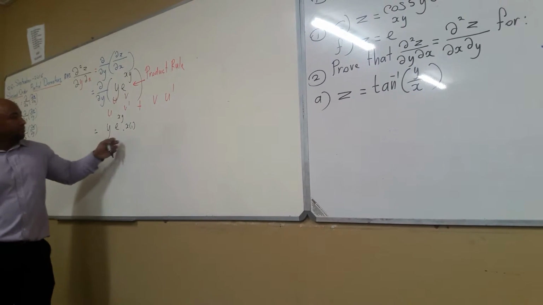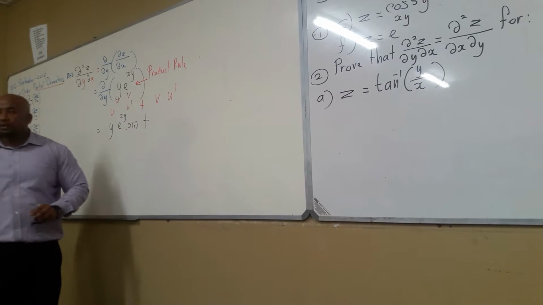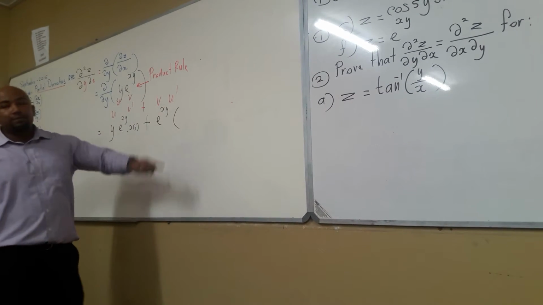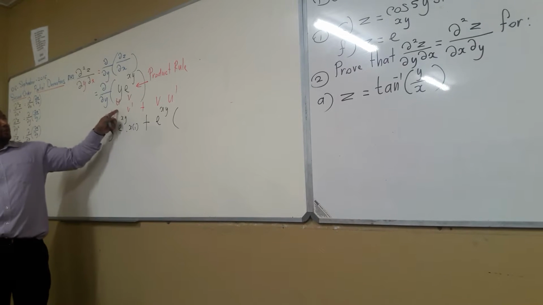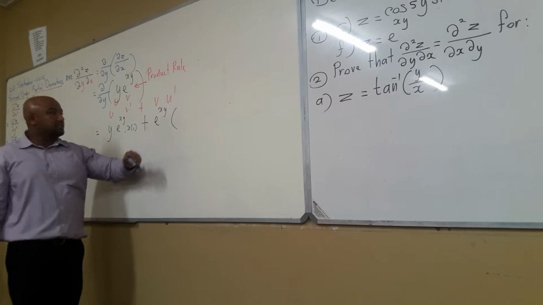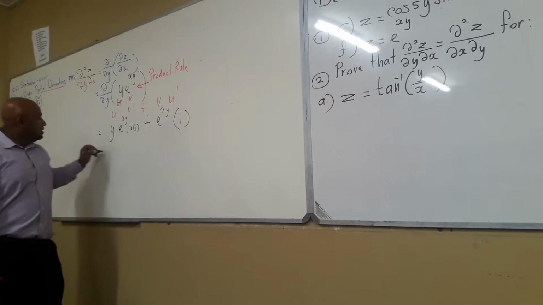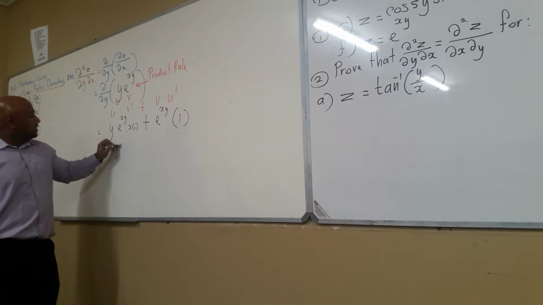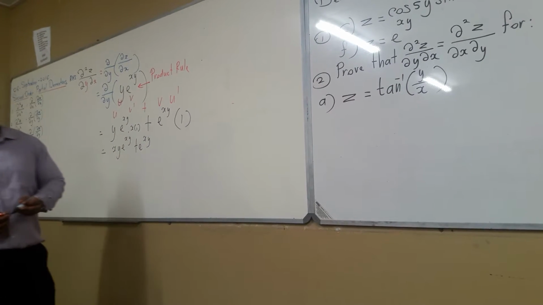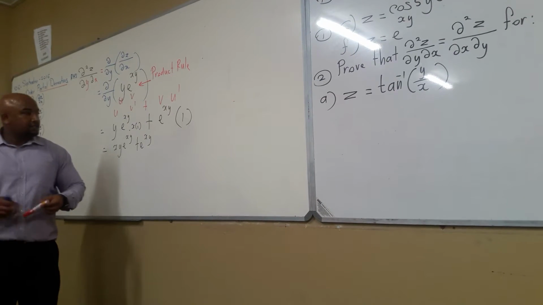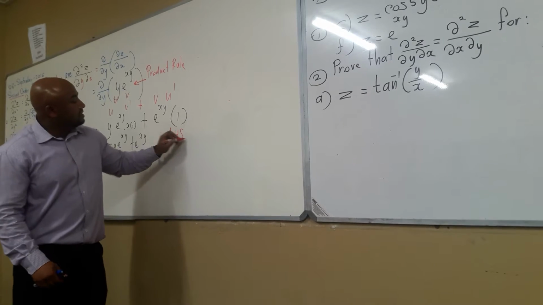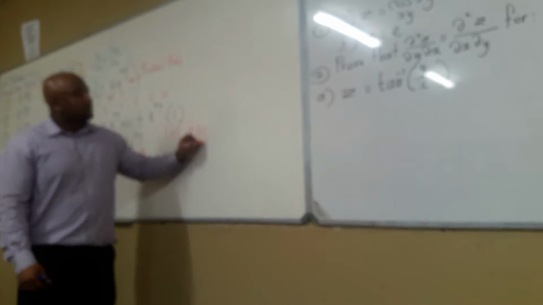Right. That's u v prime plus v. What was v? V was e to the power xy times u prime. U was y. U prime, the derivative of y with respect to y is 1. So this is equal to xy e to the power xy plus e to the power xy. Is it the same? Yes, it is. So therefore, the left-hand side is equal to the right-hand side.